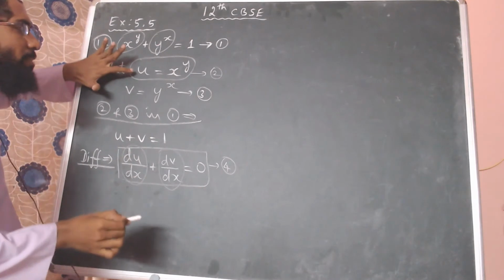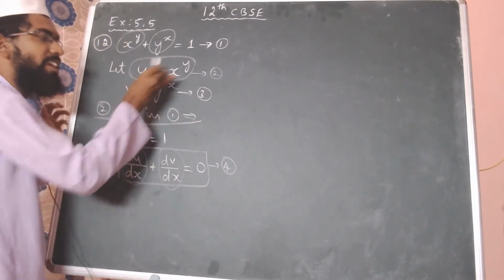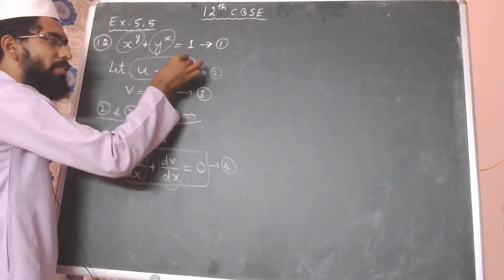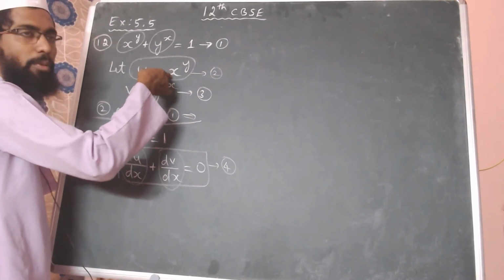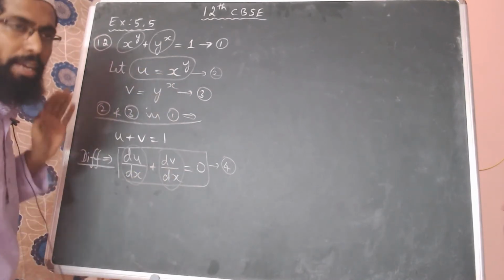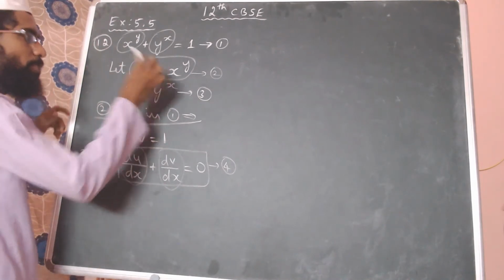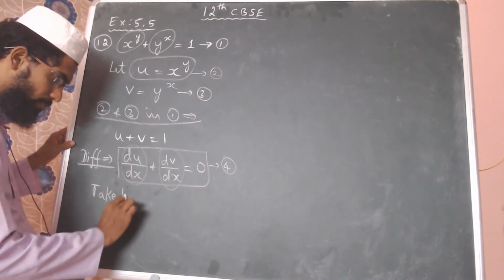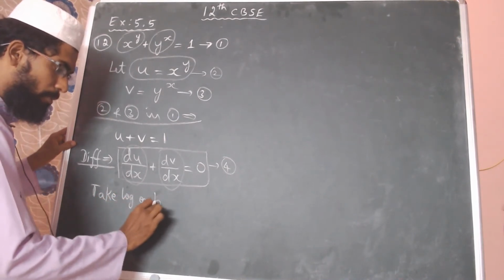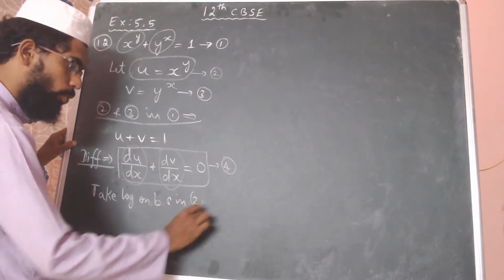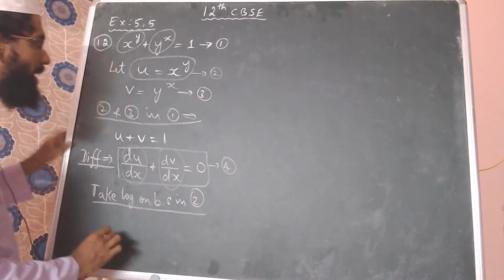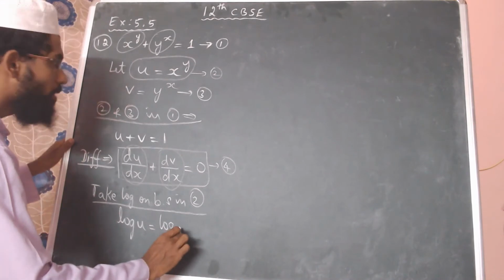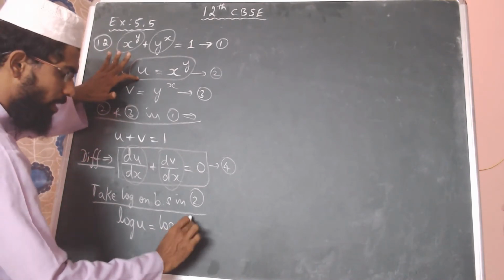But I cannot simply differentiate this directly, because the base is also variable and the power is also variable, but it is a monomial now for this particular equation. So I can go with logarithmic differentiation directly for this step. Take log on both sides in equation 2. In equation 2, what will I get? I'll get log u equal to log of the right hand side, log of x power y.